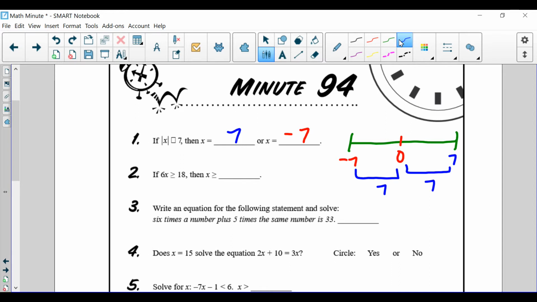Next thing is we're going to go ahead and solve this one. It says if 6x is greater than or equal to 18, what do we do? Well, we're going to divide both by 6. So we get x is greater than or equal to 3.